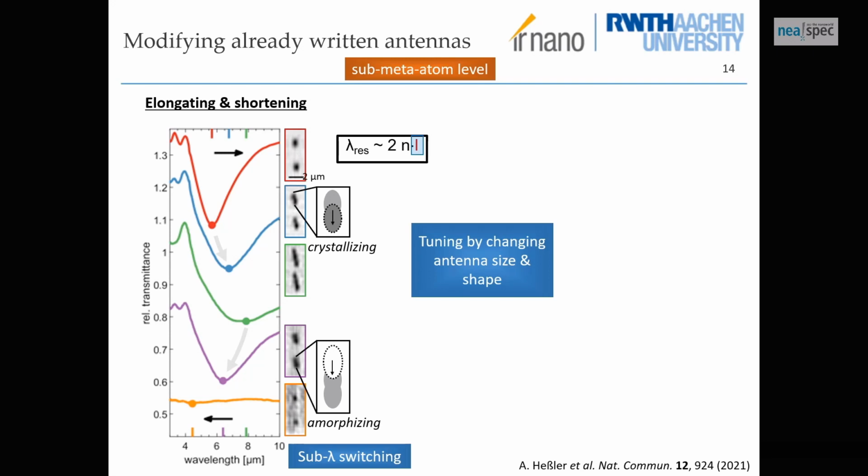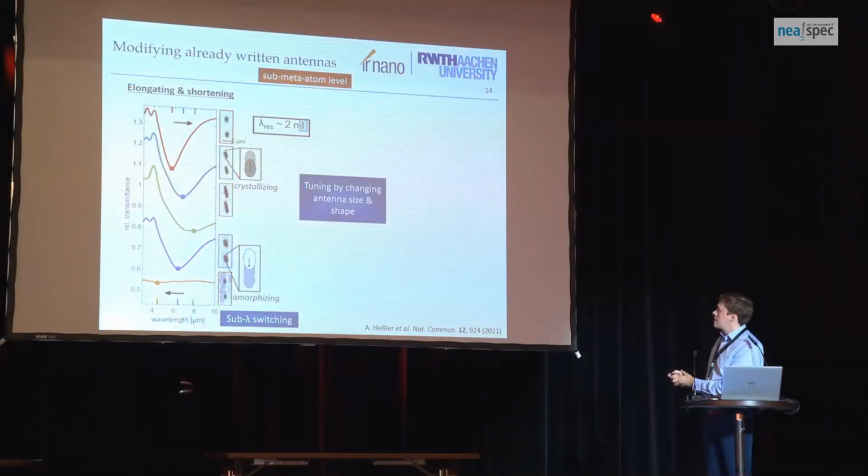So we can actually now write antennas, and these antennas can be modified. For example, we take this antenna, it's rather short. We then crystallize it, or add an additional crystallizing pulse. This leads to a shift in the resonance because we elongate the antenna.